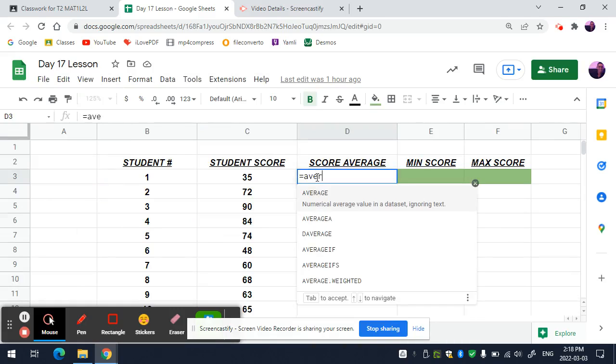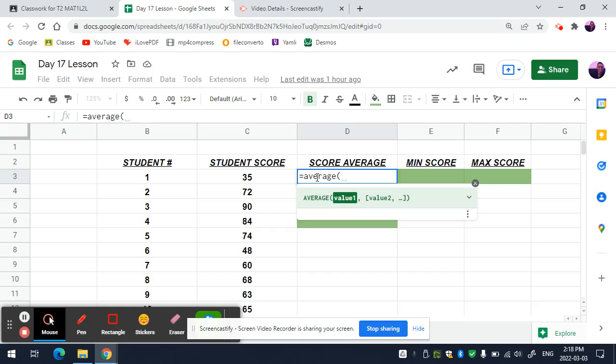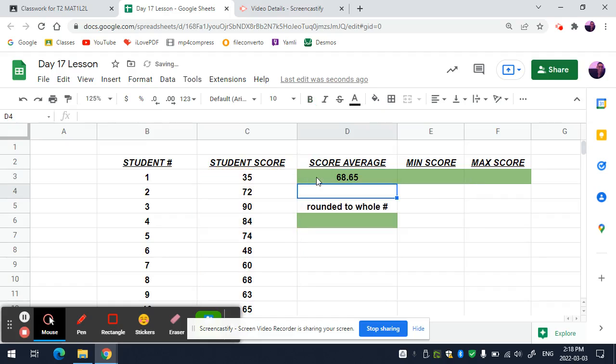Equals average bracket. What's my first cell? Come on. C3. C3. What was my last cell? C22. C22. Done. Usually, even if you forget to close it, it understands. But just to finish it.